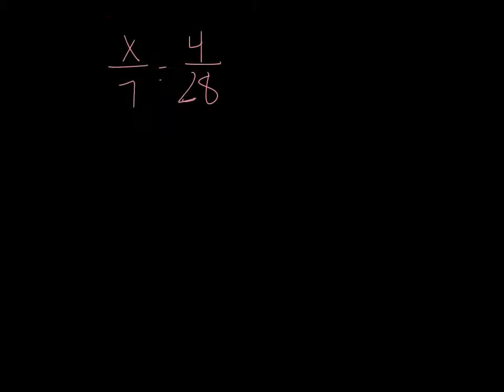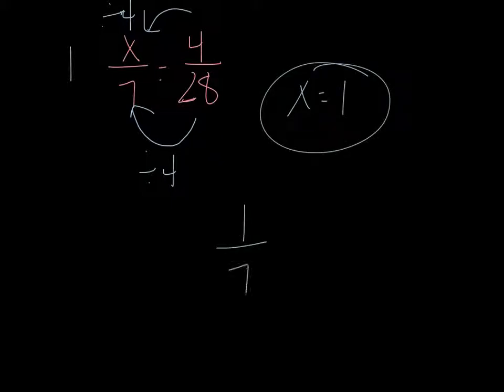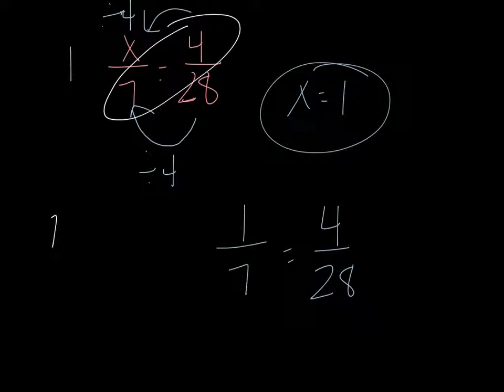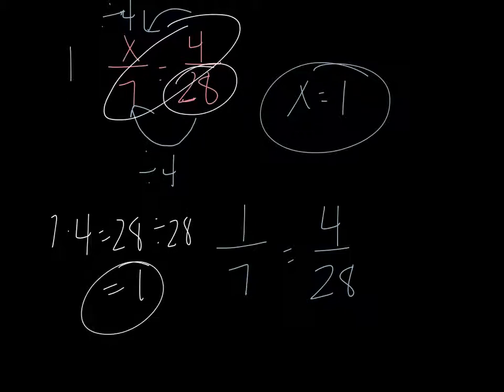If we wanted to solve this proportion using the products, this time we would have to work backwards. So we could do 28 divided by 4 is 7, so we have to do 4 divided by 4, which is 1. So in this case, x would equal 1. So our proportion would be 1/7 equals 4/28. You can also do the cross product. 7 times 4 is 28, divided by 28 is 1. We get the same answer if we cross multiply and divide, or find what the factor is.